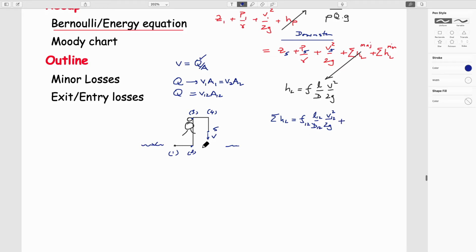And so you'd sum up these individual components, so it'd be the friction factor between 2 and 3, the length 2 and 3, the diameter 2 and 3, times the velocity 2 to 3 squared over 2g, etc. So there'd be 2 other terms there, right? You can guess what those are. So that's what this term would be.